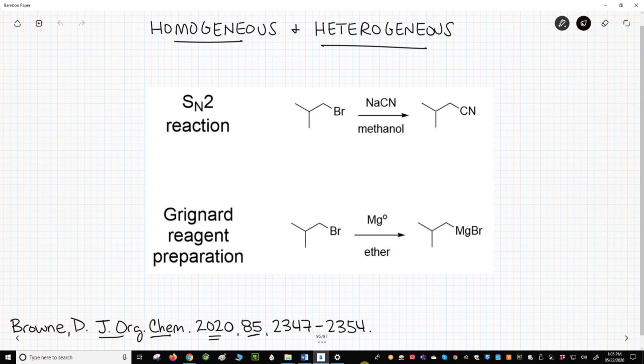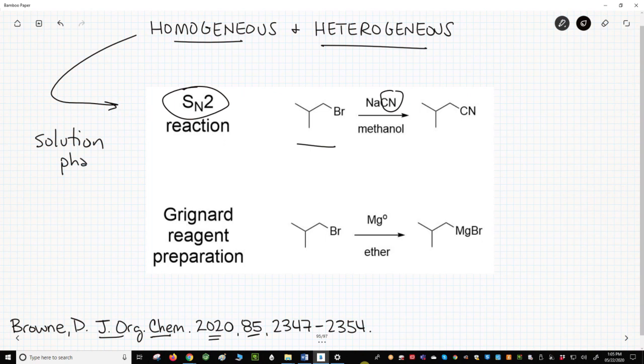On the top line is an SN2 reaction. The halide and a nucleophile, cyanide, are dissolved in an alcohol solvent and react in solution to form the SN2 product. This is a homogeneous reaction, and most organic reactions work this way. All the reagents react in the same phase, the solution phase.